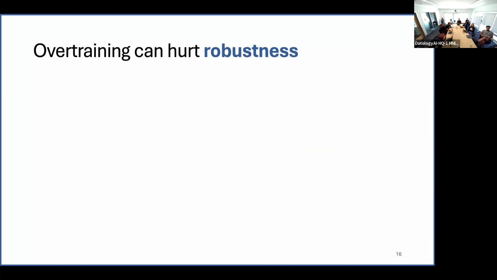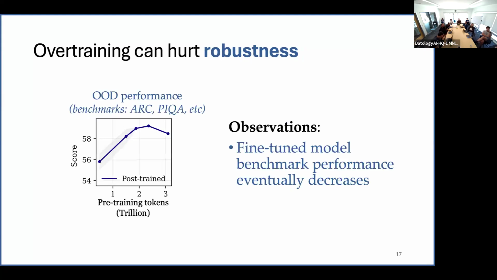Secondly, overtraining can hurt robustness. So what does that look like? Well, if we again measure the performance on out-of-distribution tasks, where out-of-distribution here refers to out-of-distribution with respect to the fine-tuning task, then again the performance will initially improve and then eventually decline. So what you're seeing here is, again, over all OLMo checkpoints, we fine-tune each checkpoint for instruction tuning. We do all of the hyperparameter tuning for instruction tuning. And then we measure the performance on these unrelated tasks.